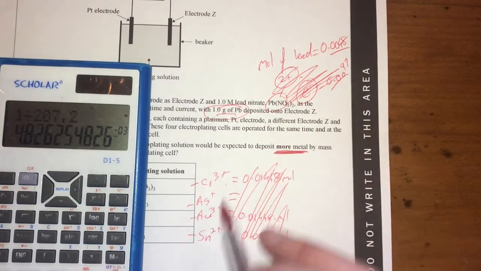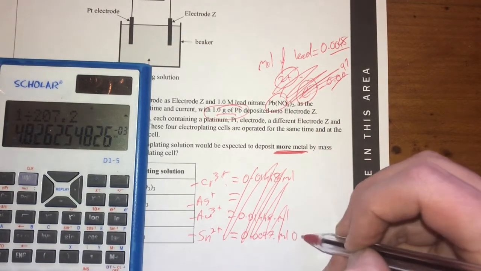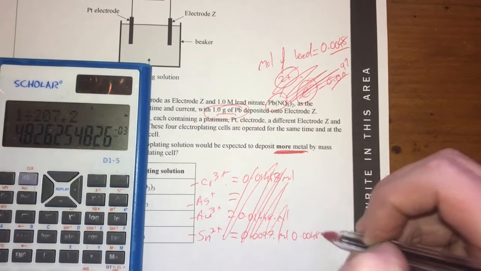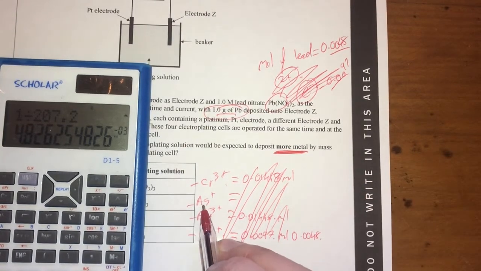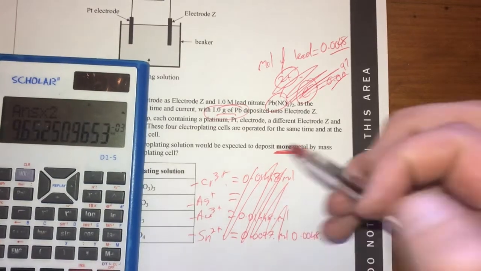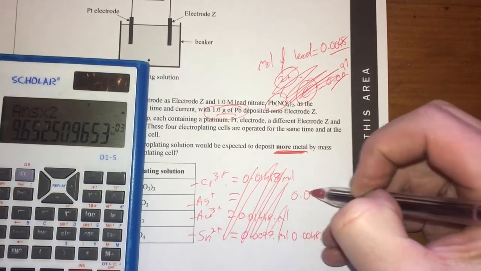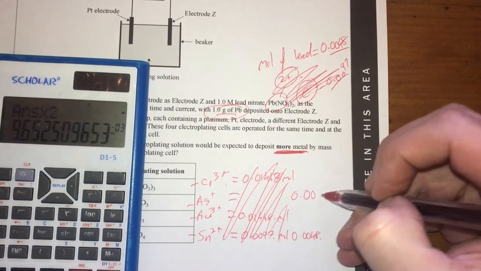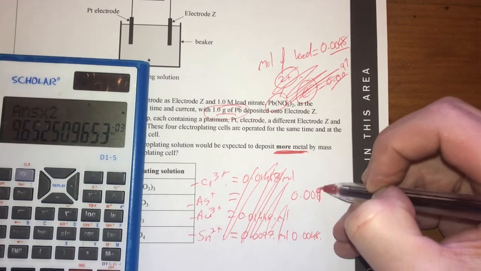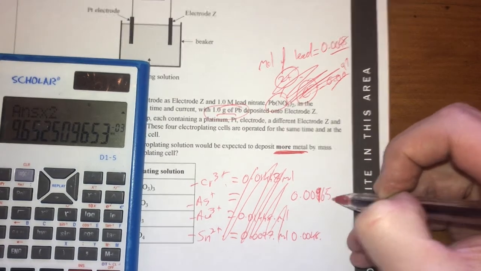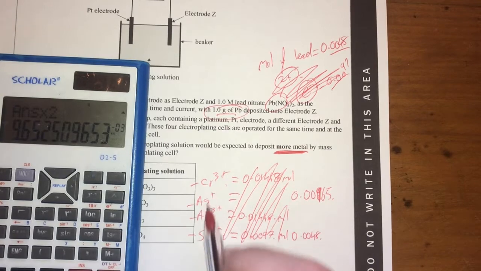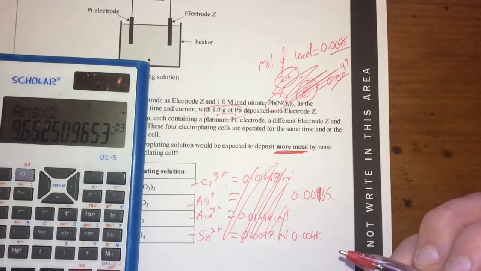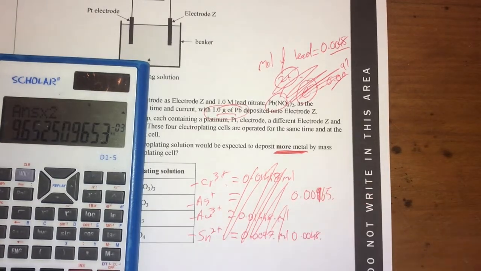Now the charge here is the same, so I'm going to have the same number of mole of tin. All right, the charge of silver is half as much, so I'm going to have twice as much silver produced. This makes more sense to me. 0.0096 or so. And my chromium and my gold are going to have slightly less.